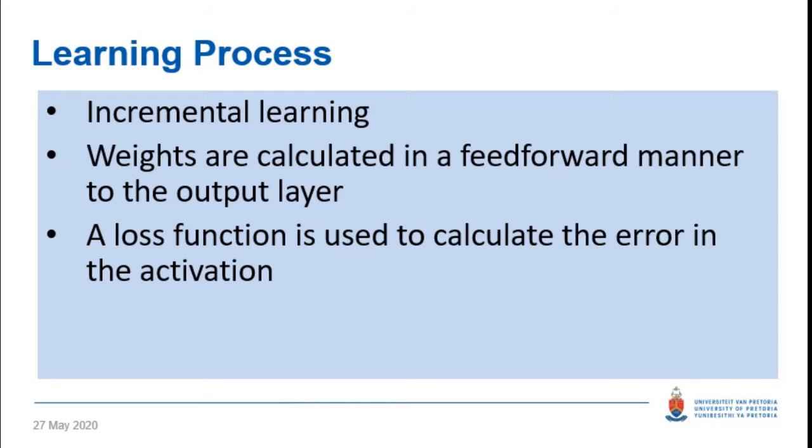When the output layer is reached, the difference between the activations that the neural network is producing and the target values in the training instances is calculated, and a loss function is applied to those values to work out the error in the activation. Now that error is propagated back through the neural network, and it's used to update the weights in an attempt to reduce that loss or that error.